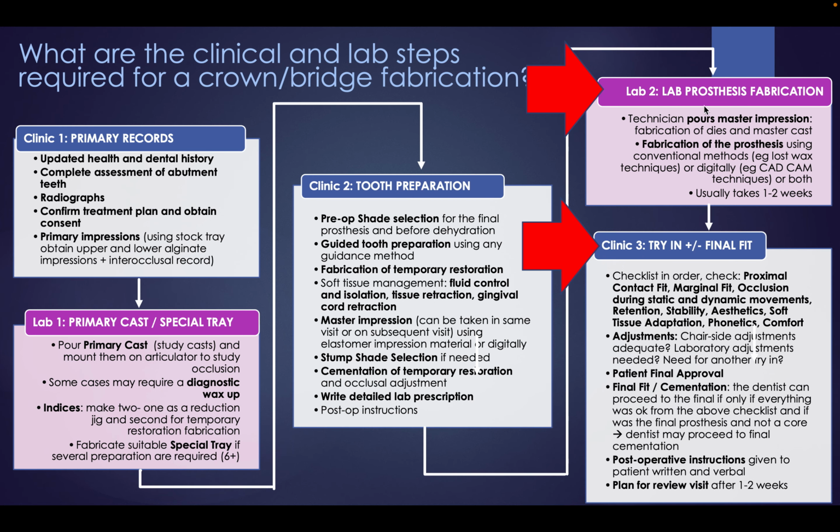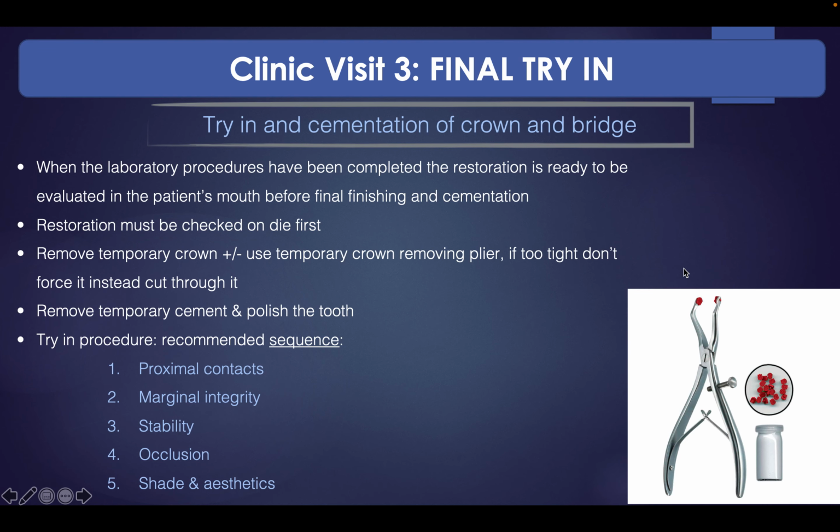So we have done all these. You send the lab the prosthesis for the fabrication of the prosthesis. This can be in any technique. Usually it takes 1 or 2 weeks. They will give you back the crown, which you are going to fit. On the day of the fit, you are going to have to inspect the crown on the cast, and this should be evaluated before cementing.